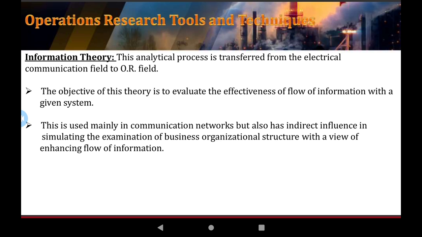Information theory is concerned with the transfer of information from one person to another person, and from one plant to another plant. It is very accurate mainly in communication networks, but it also has an indirect influence in simulating and examining business organization structures. Business organization structures also use information theory.